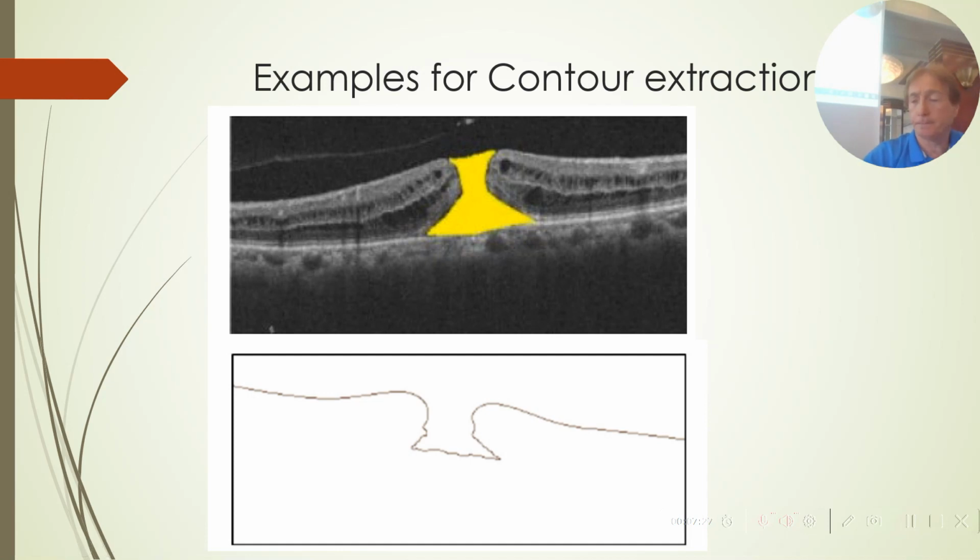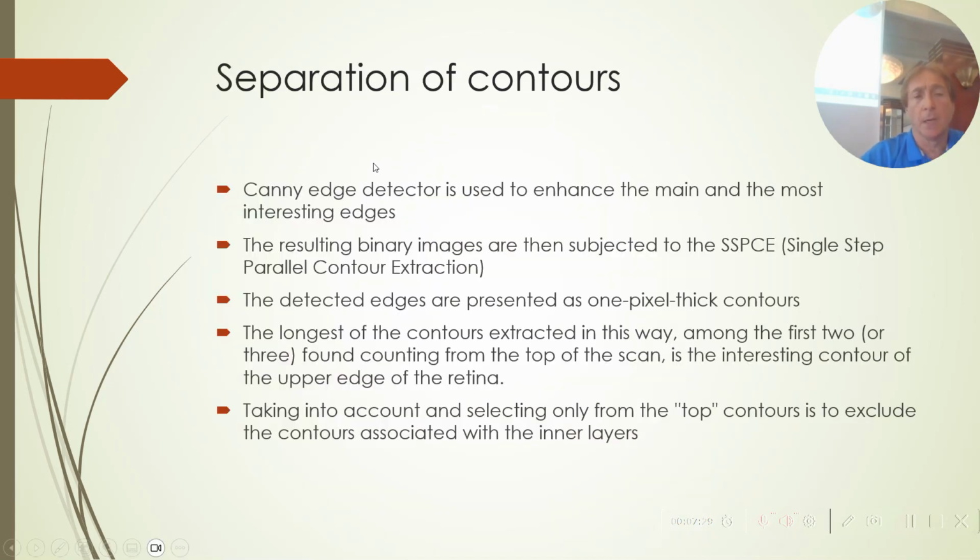And now, this separation of these contours involves several procedures. First of all, we are applying a KNH detector to enhance the most interesting areas. Then the result is converted to a binary image, and this binary image undergoes a single-step parallel contour extraction.